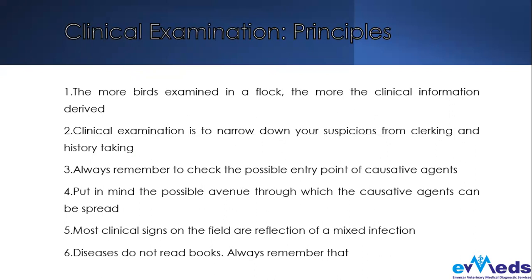So you don't use just one to say, oh, this is what is wrong with the flock. Somebody has called you and the farmer has, take for example, 5,000 birds, and you have picked just two out of the 5,000 birds. The farmer is complaining about mortality, you have picked one or two, and then you use one or two to judge the whole flock of 5,000 birds. This is not going to be appropriate, and that's the reason why I said the more birds you examine in the flock, the more clinical information you derive. That is principle number one.